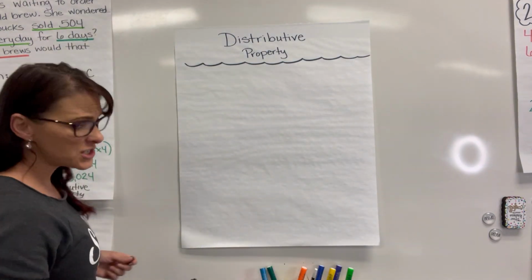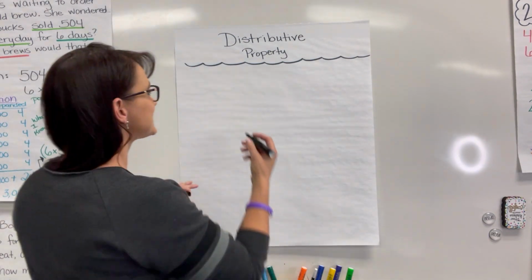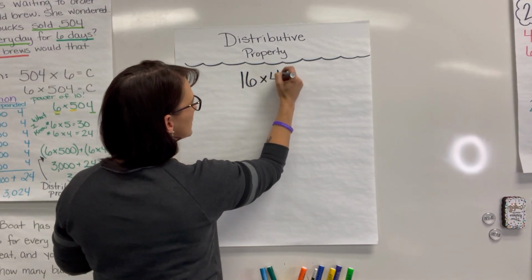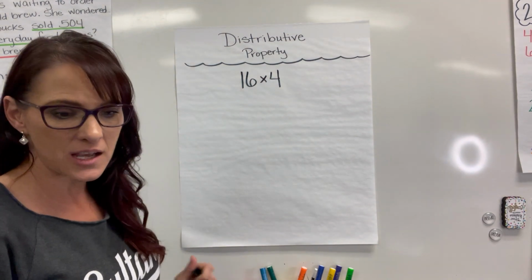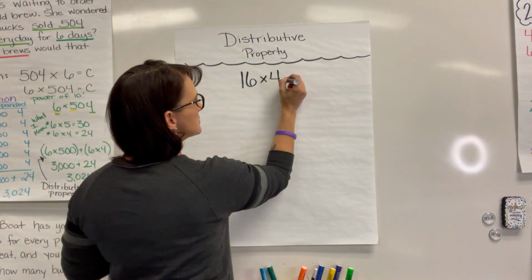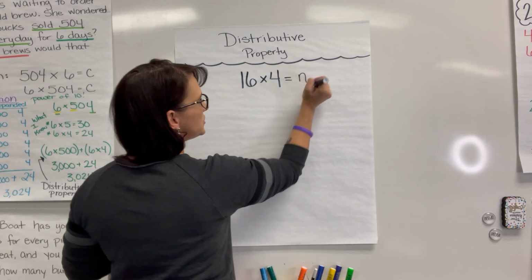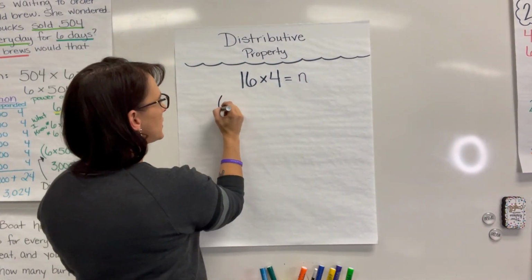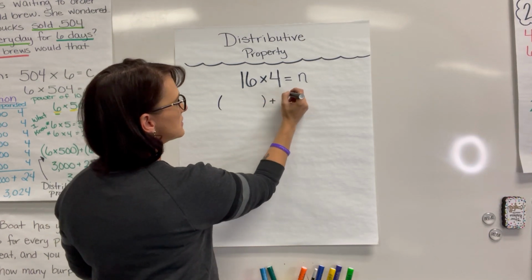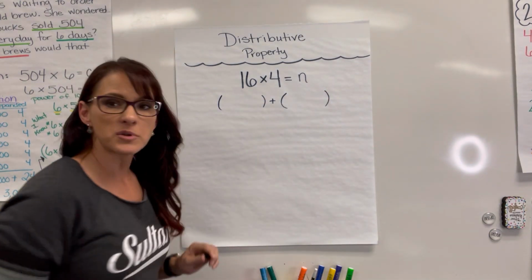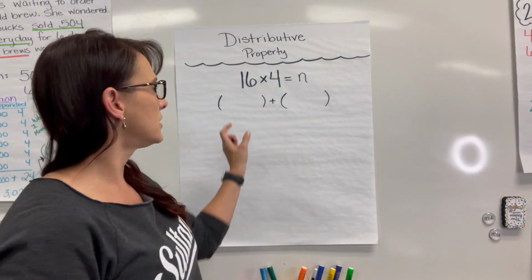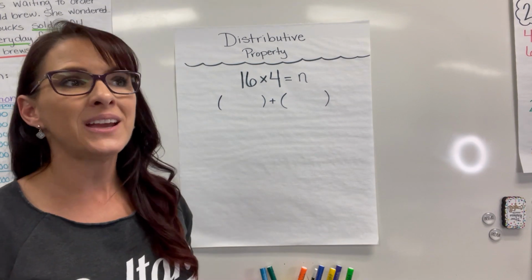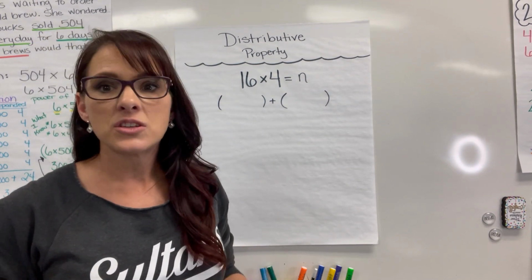So the distributive property, I'm going to start with something like 16 times 4. Okay, so I'm going to start with 16 times 4 equals, and my variable I will use n. Okay, so 16 times 4. I am going to break apart my numbers into two smaller chunks. Now the reason for doing distributive property is to make it easier to use.